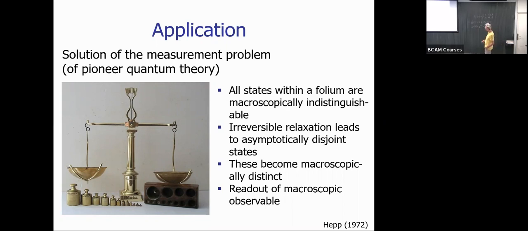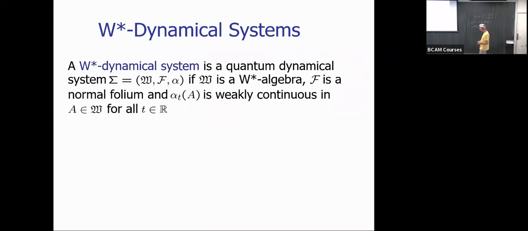Being a bit more careful, of course, maybe there's still some work to be carried out about it. But in principle, we see that we get these asymptotically disjoint states here. And then we can discuss W star dynamical systems, which are, of course, quantum dynamical systems.